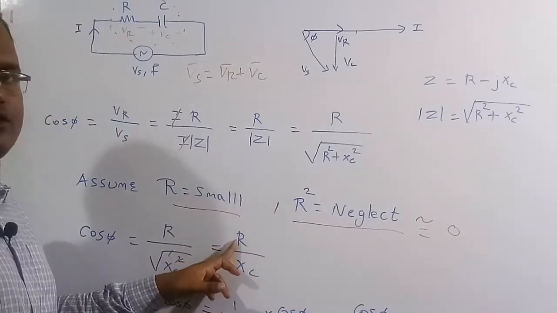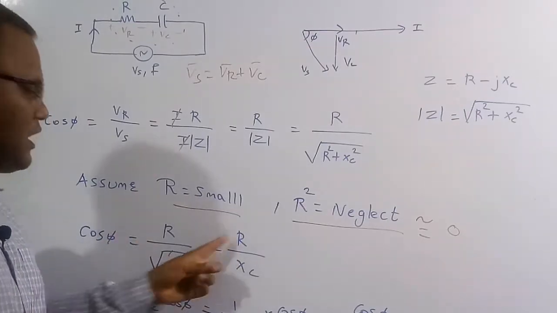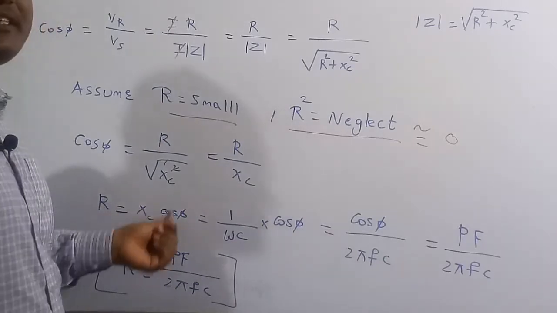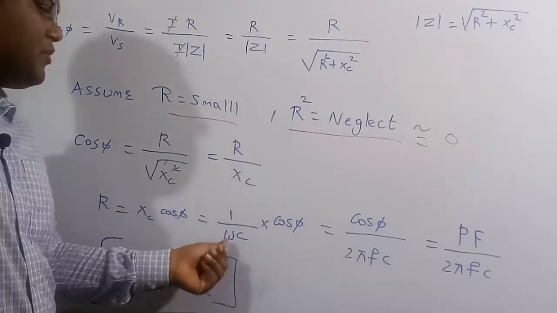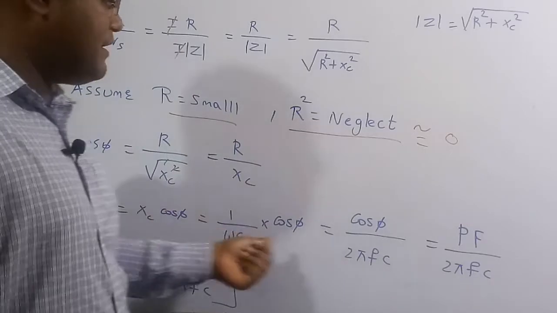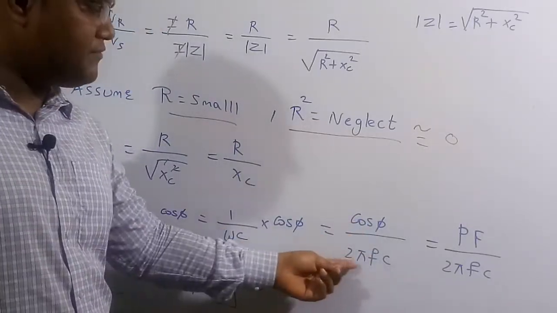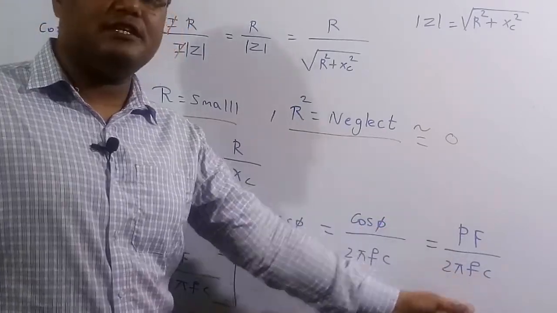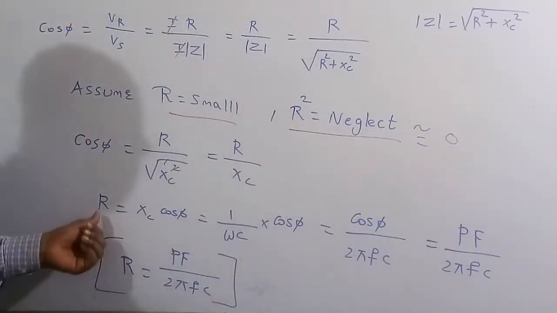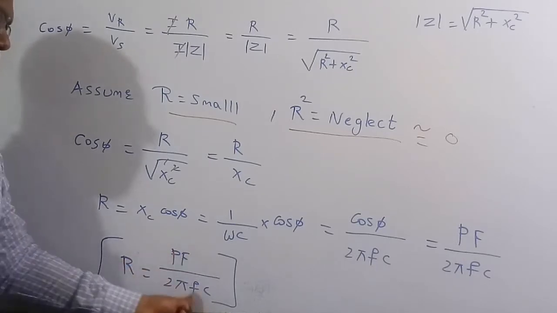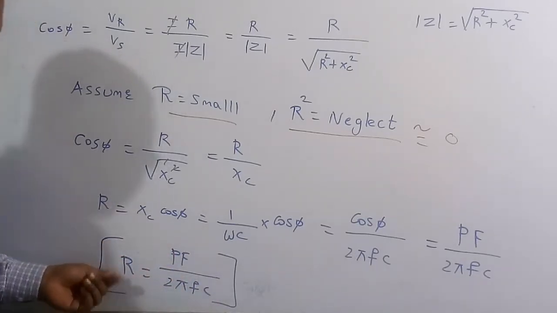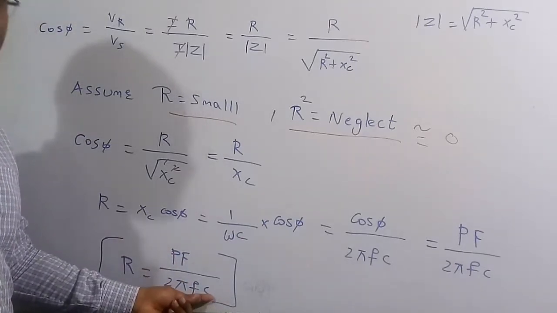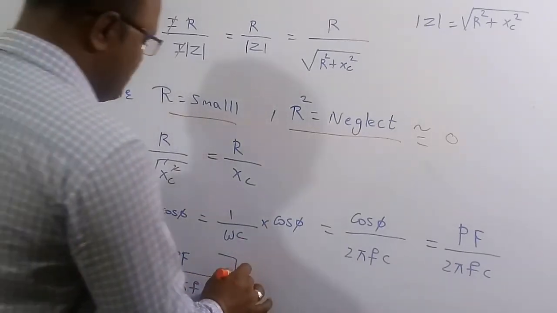Now I want to write R in terms of cos phi and Xc. So R is equal to Xc into cos phi, where Xc is the capacitive reactance of the capacitor, which is 1 by omega C, into cos phi. Omega is equal to 2 pi f, so we get cos phi by 2 pi f C. Cos phi is called the power factor. So finally we got a relation R is equal to power factor by 2 pi f C. This is the relation of R in terms of the power factor, the frequency and the capacitance value. So this is the correct solution of this question.